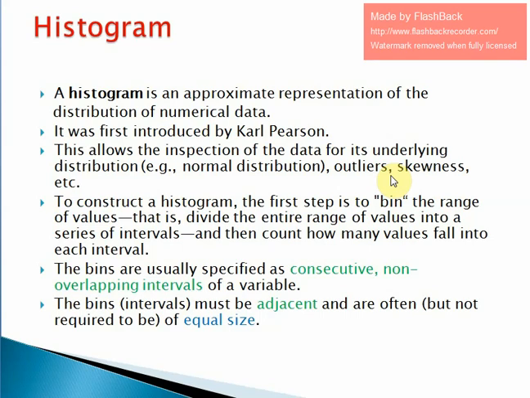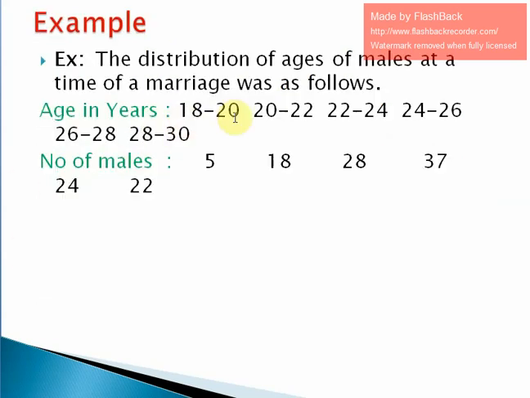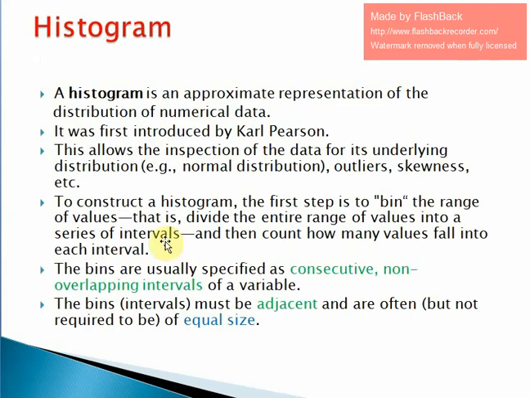For drawing histogram, the first step is to bin the range of values. Bin the range of values means, see here in this example, 18 to 20. 18 to 30 is the age in years of the males and the number of males are given. So first the total number of males are divided into these types of classes or class intervals. These classes or class intervals are called bins. So the first step is to bin the range of values.